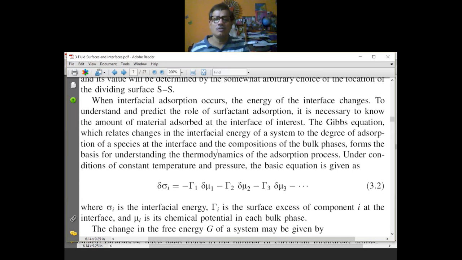Now, if I consider the situation where I have multiple components, component 1, 2, 3, many components.